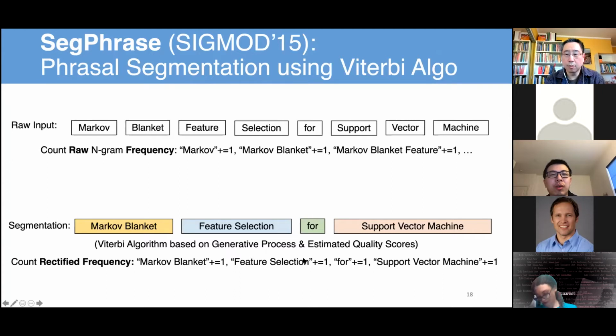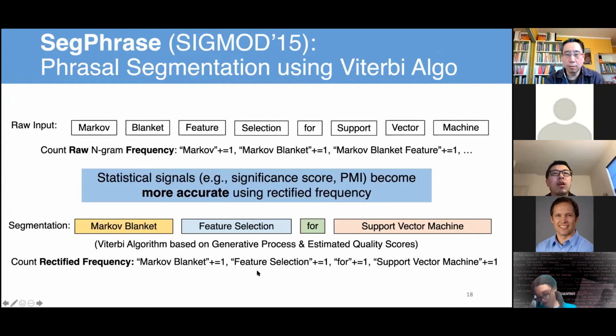And I will show you some examples with stop words there. Okay, so as a result, with all this rectified frequency, we can actually improve the accuracy of these statistical signals. So why don't we recompute these signals again? We will have a better estimation. Then we can refine the classifier. So that's why this method is called SegPhrase.